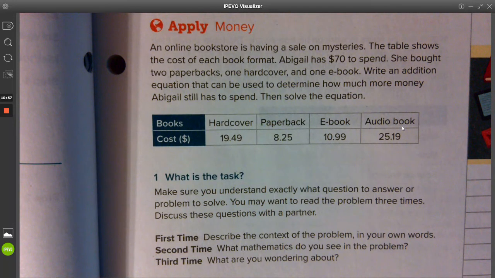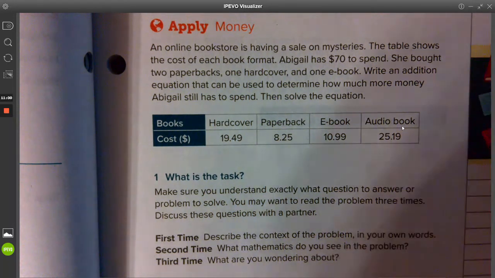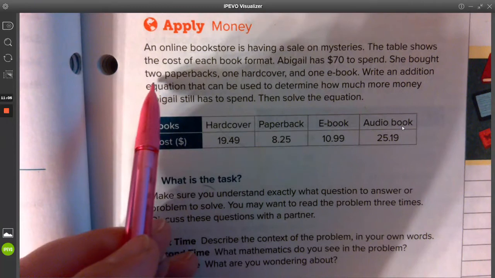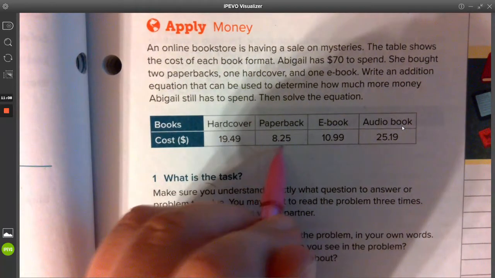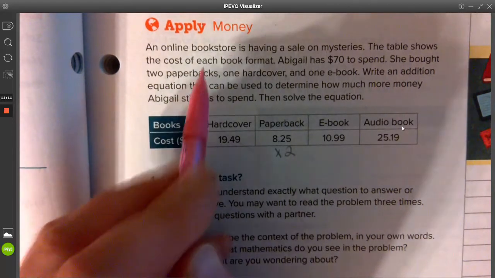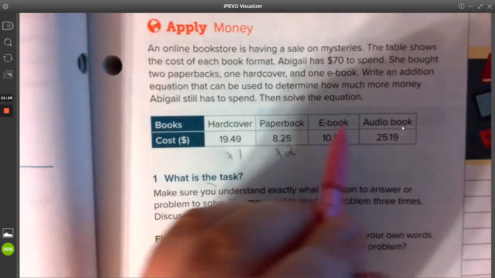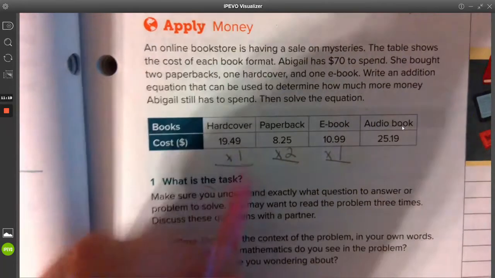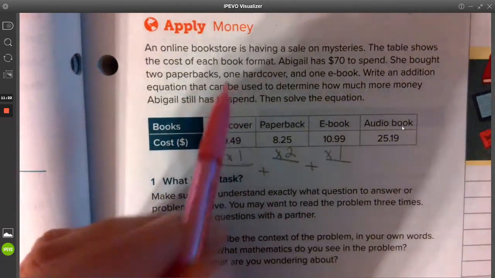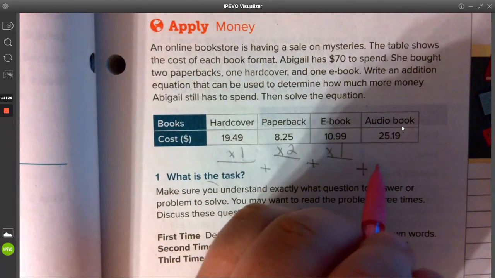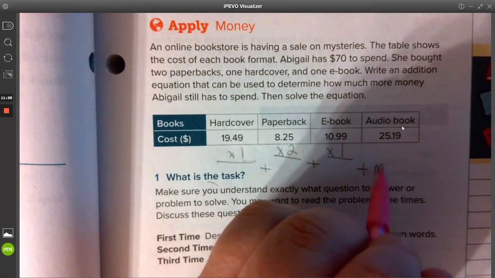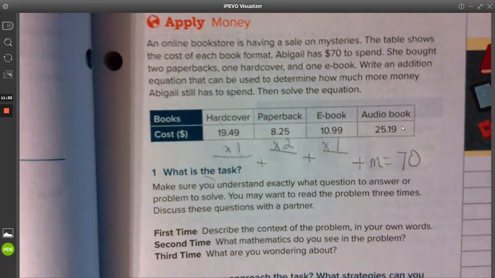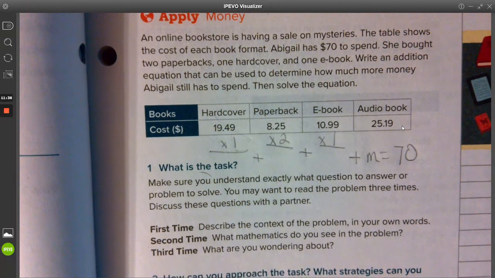Now, as usual, what I would have you do is email me your answer. I'll help you start with this. What you would want to do in this case is start by doing 2 paperbacks, so times 2 here, 1 hardcover times 1 here, and 1 ebook times 1 here. Once you do all of those, you will add them together. Then you would have plus however much money she still wants to spend. So M would equal a total of $70. So that's kind of how you would start your equation at this point.